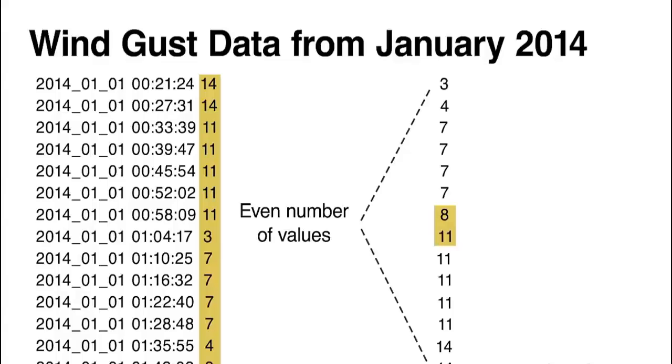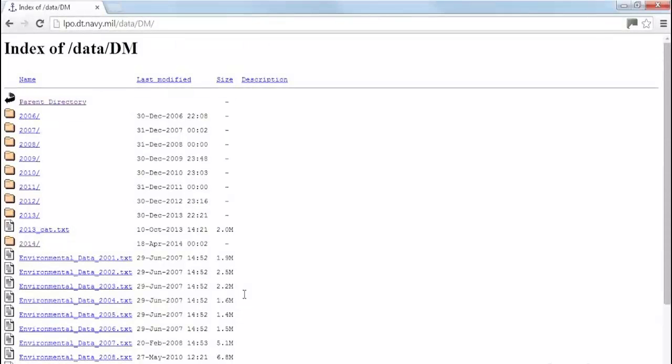In this case, there is an even number of values, so we sort and then take the average of the middle two values, 8 and 11. The median is 9.5. So there's our first challenge. Pull statistics from a data set available online. Perhaps you want to pause and create a solution of your own.